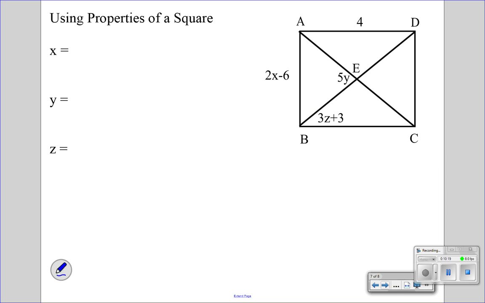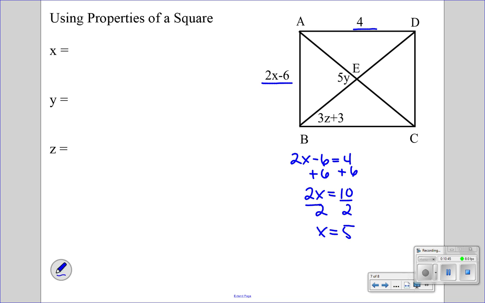Our last one, we're looking at a square. A square has all the properties, so we can use all properties of parallelograms, rectangles, and rhombuses. Let's solve for x. X is at the side, and we know all sides of a square are equal, so we can say 2x minus 6 is equal to 4. Let's add those. Divide. X is equal to 5.